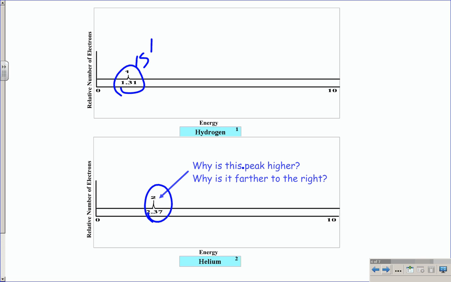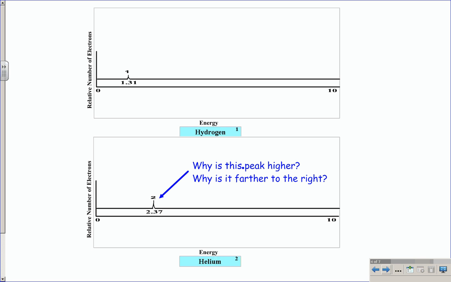Why is this peak higher? Well, think about it. We've got 2 electrons in helium and only 1 electron in hydrogen. So relative to the other peak, we would expect it to be twice as high. Now, second question, why is it farther to the right? That one may be a little less obvious. So how come in this particular case, the peak is farther off to the right?